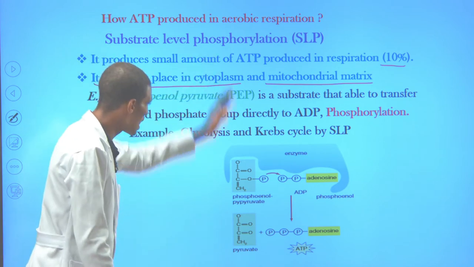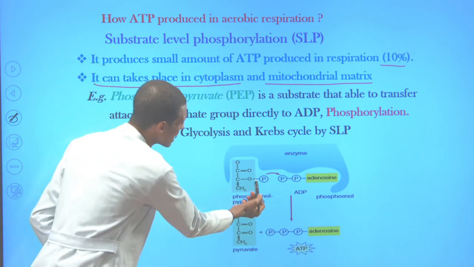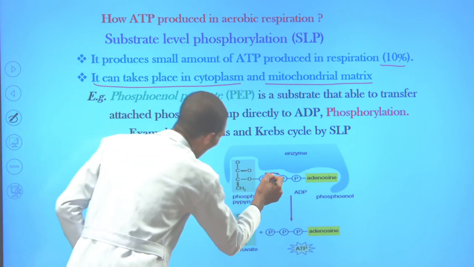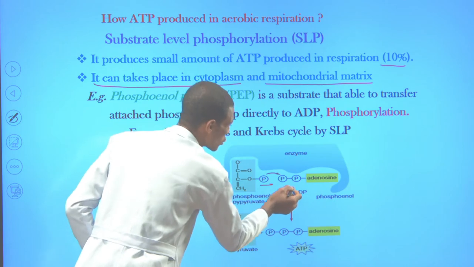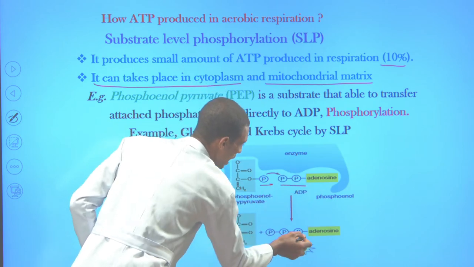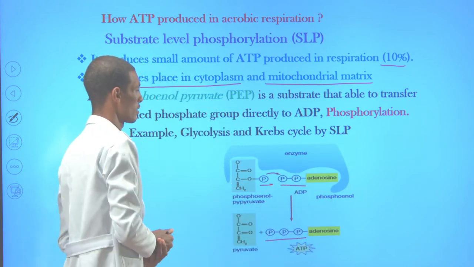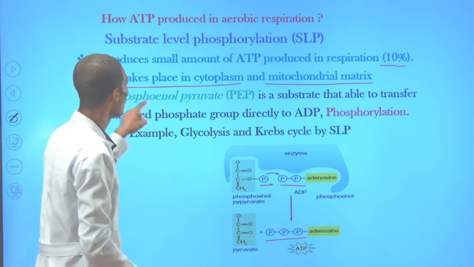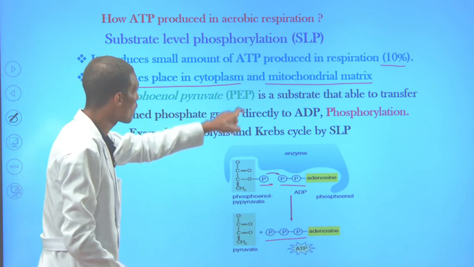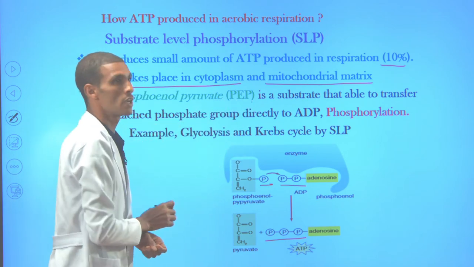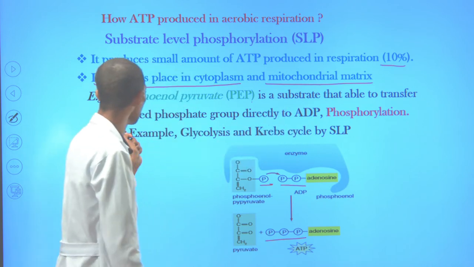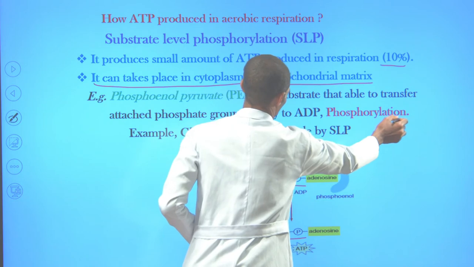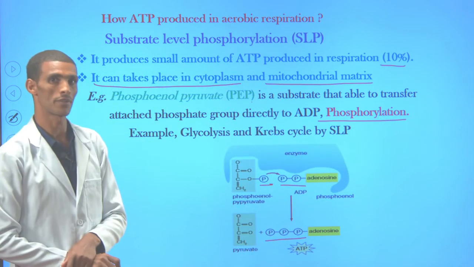When we say substrate level phosphorylation, a substrate that contains an attached phosphate can transfer its attached phosphate to ADP, which allows the production of ATP. Here, for example, phosphoenolpyruvate is pyruvate with an attached phosphate. This substrate is able to transfer the attached phosphate directly to ADP, which is the reason for that phosphorylation.